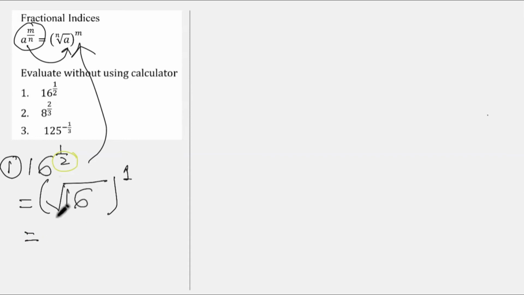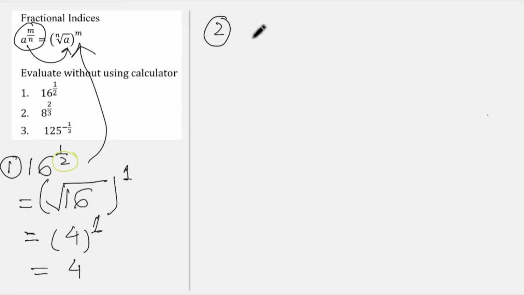What is the square root of 16? I hope every one of you knows that this is 4. So the square root of 16 is 4, and it's done now. 4 to the power 1, you can say 4 to the index of 1, so this counts to 4. So let's proceed to question number 2.